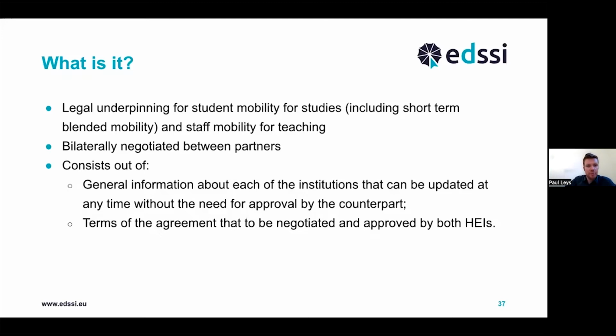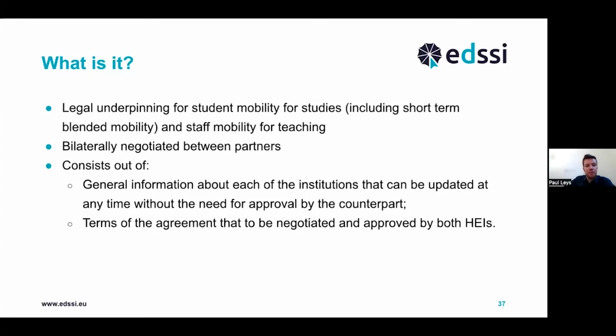This interinstitutional agreement is bilaterally negotiated between both parties, and it consists at first of general information about each institution, information that can be updated along the way without the need for approval by the counterpart, for example, about visa, about housing, application, nomination deadlines. All this kind of information is part of the agreement.